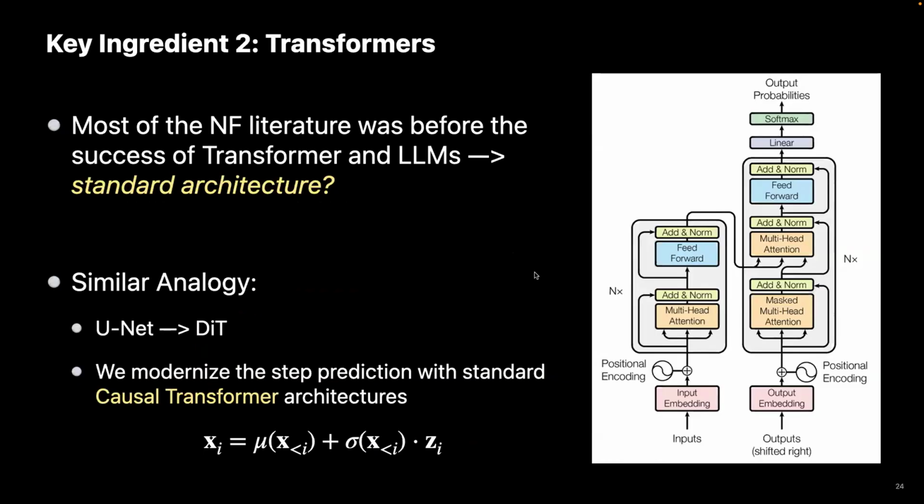Most of the normalizing flow literature, as I mentioned, disappeared around 2020, but transformers were literally taking off at that time, so no one was really using transformers. So a simple, quick thing is we do a similar analogy from UNet to DiT. We can just do a transformer version of these autoregressive flows. That results in our new paper, called TARFlow, which simply takes autoregressive flow and implements a transformer version.